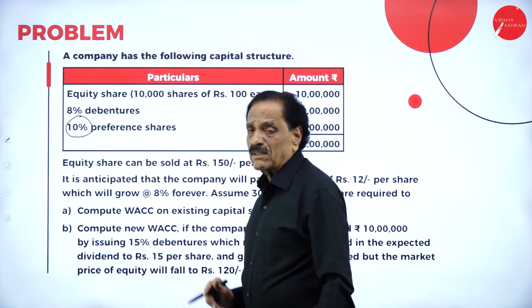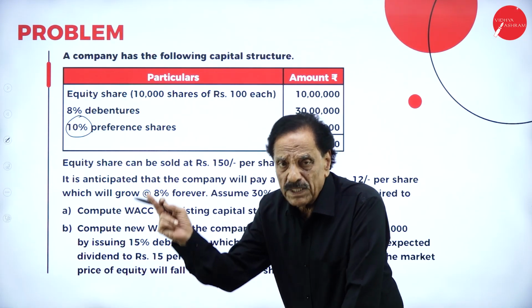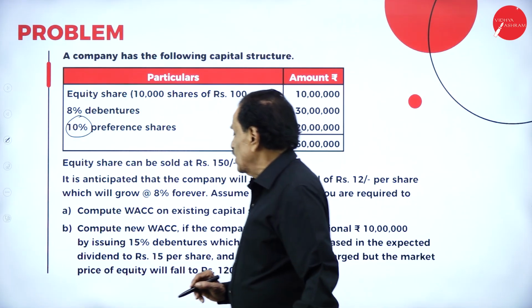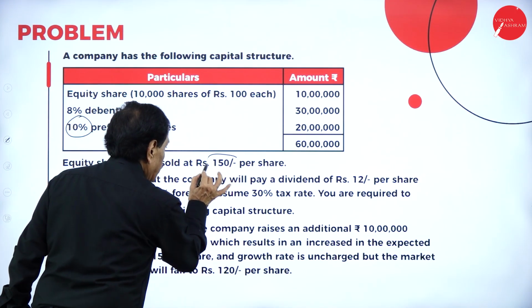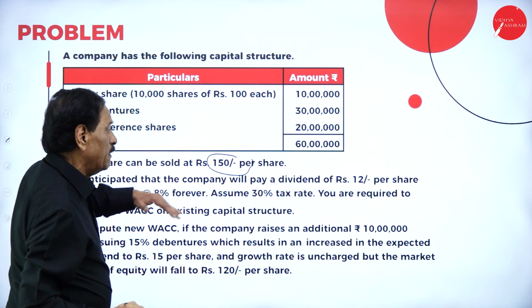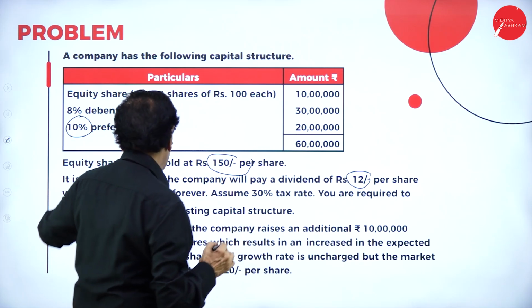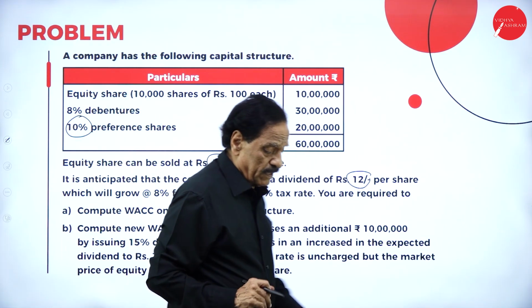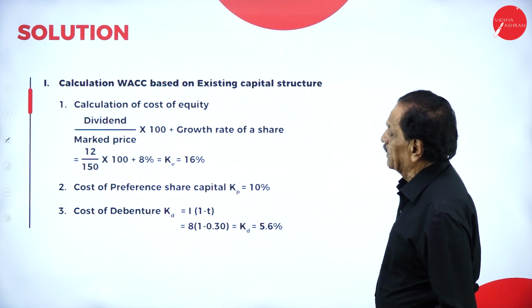Regarding the debenture, cost of debt is I into 1 minus T. Tax should be deducted. What's the formula? I into 1 minus T. So this is going to be applied now. Equity share can be sold at rupees 150 per share. This is a market price. It is anticipated the company will pay a dividend of rupees 12 per share, which will grow at 8%. Assume a 30% tax rate. You are required to compute the existing capital structure.